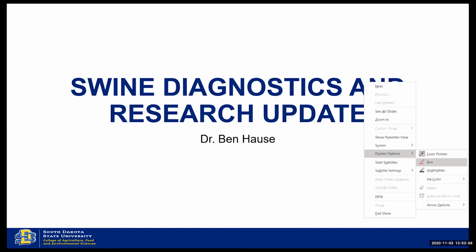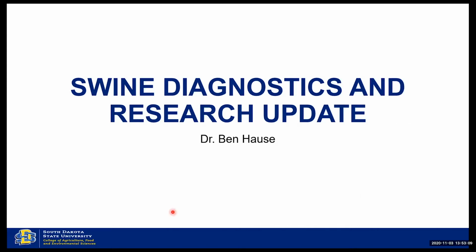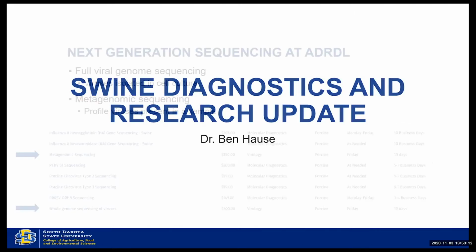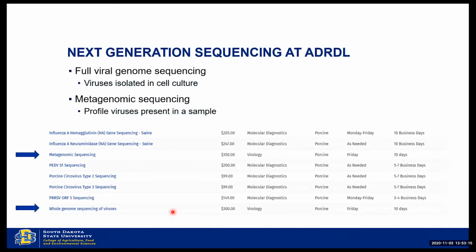As Jane mentioned, I'm just going to give a quick update on some sequencing that we do here at South Dakota State. Next generation sequencing at ADRDL essentially is two different tests. We run metagenomic sequencing as well as whole genome sequencing of viruses. I'm going to go into a little more detail on the difference and where we use these. This is off our website. You can see the metagenomic sequencing is $350 per sample, and whole genome sequencing of viruses is $300.